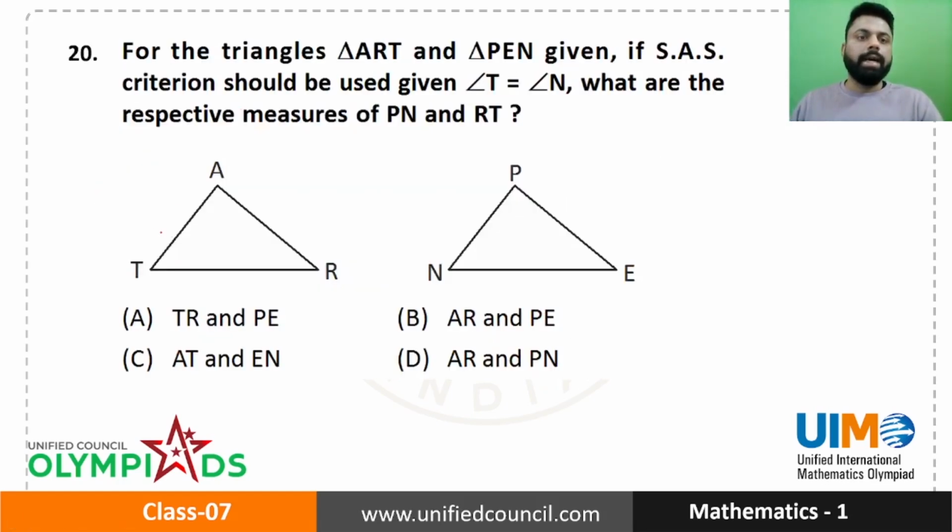For the triangles ART and PEN, if ASA criterion should be used, given angle T is equal to angle N, what are the respective measures of PN and RT? For PN, it will be 80 and for RT, it will be EN. So 80, EN. C option is the correct answer.